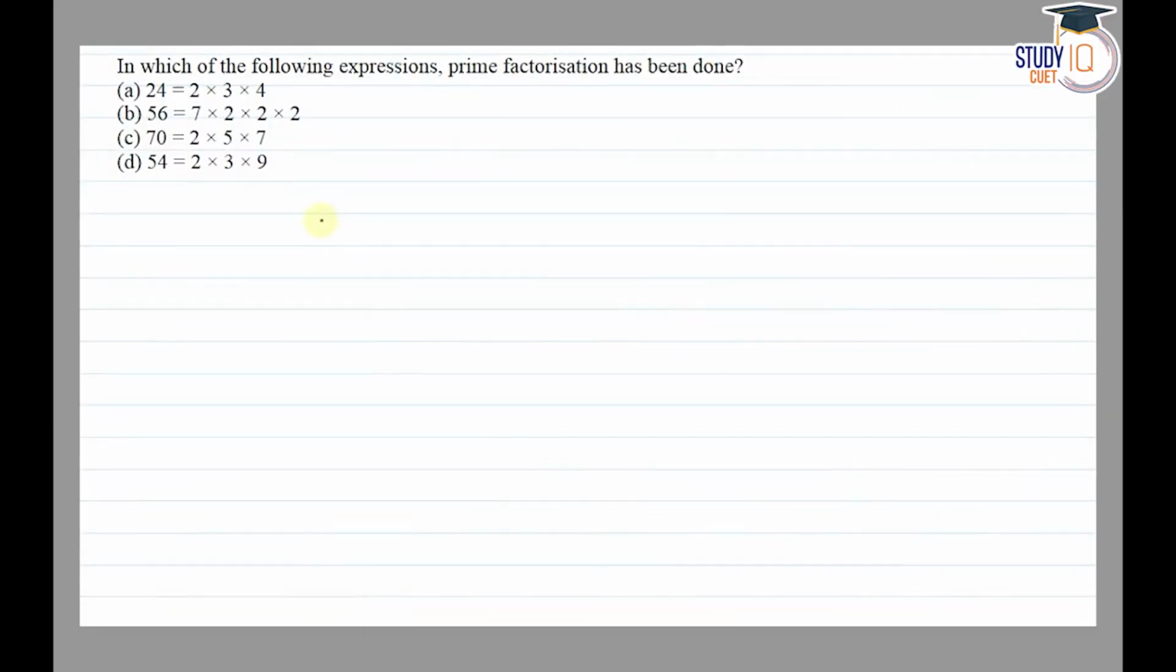Hello everyone. This question appears in class 6 NCERT chapter of playing with numbers. This is ninth question of its exercise 3.5. The question says that in which of the following expressions prime factorization has been done.